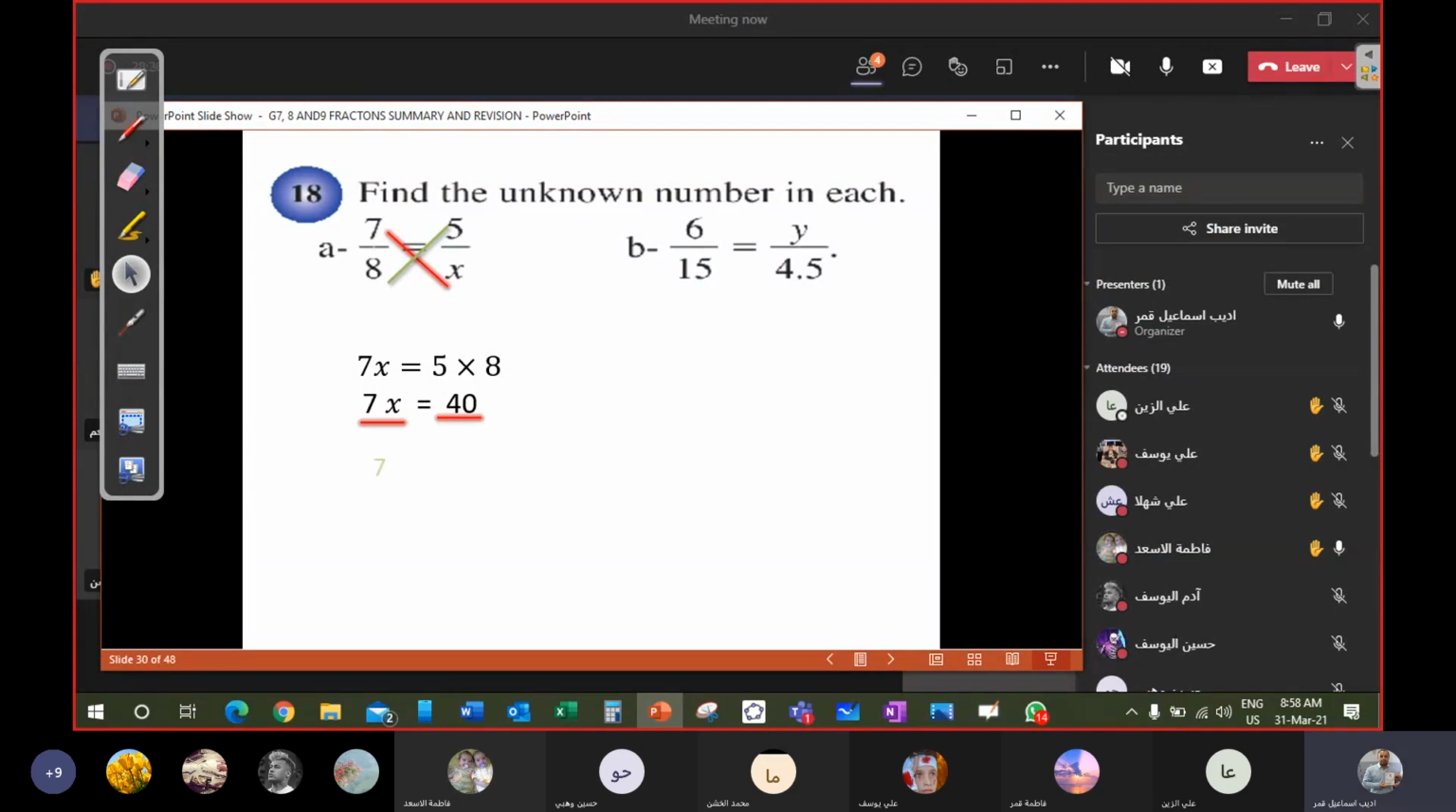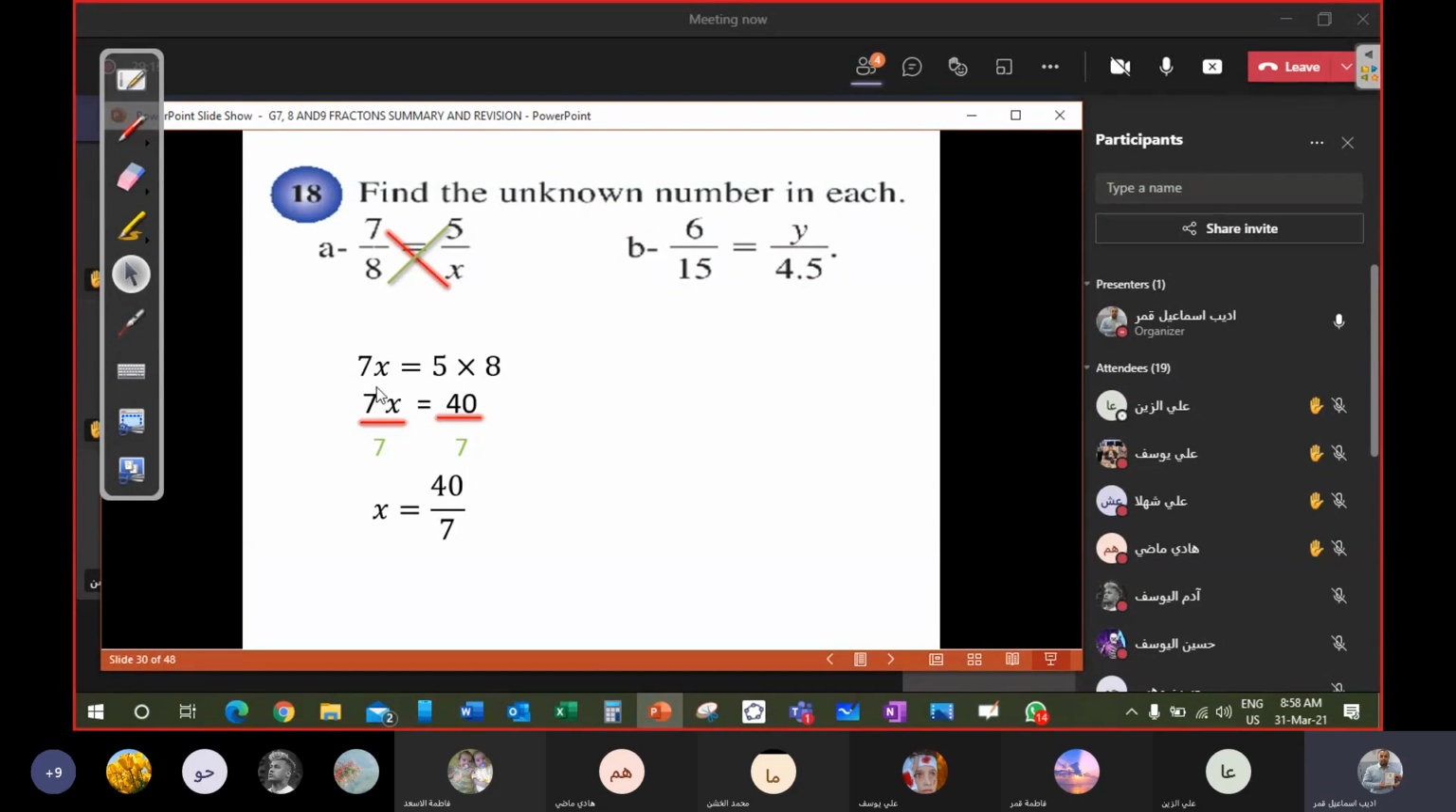Zainab Manam, the second one. I did not understand. Cross multiplication means this. We get 7x equal 40. I want x only, not 7x. So we divide both sides of this equation by 7, to simplify this 7 with this 7, and we have x equal 40 over 7.